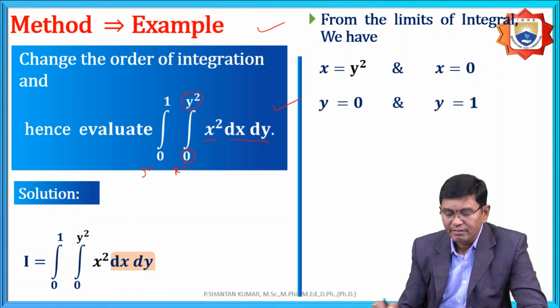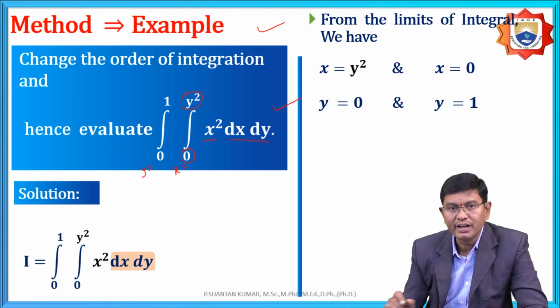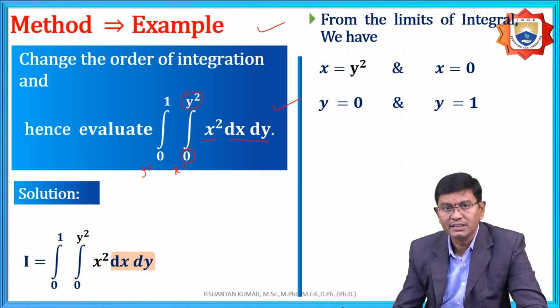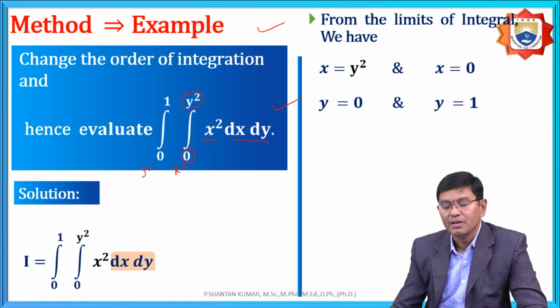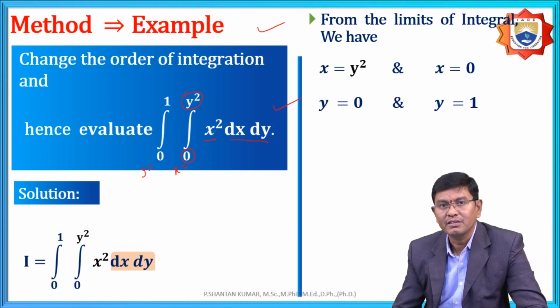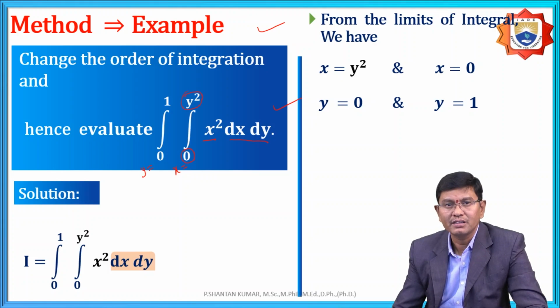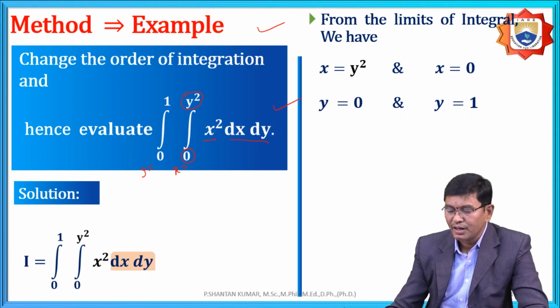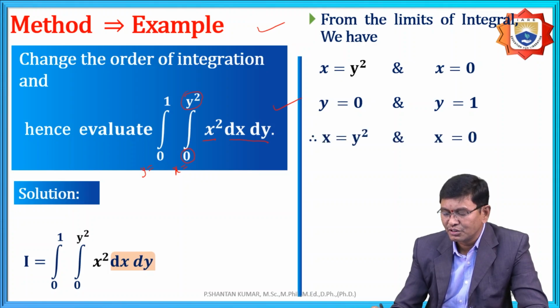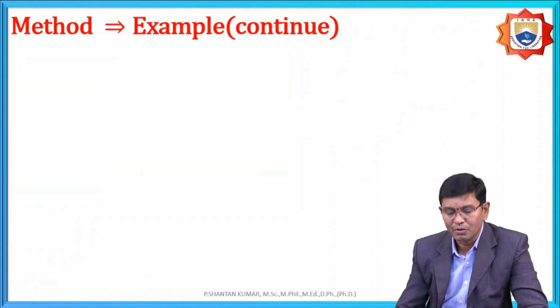That means the given problem is in terms of y, where we assume it is x. The problem is given as a horizontal strip. According to changing the order of integration, we need to change that to a vertical strip. After drawing the diagram and identifying the bounded region, here x equals y square, x equals 0, y equals 0 and y equals 1. By solving these, this is the problem.